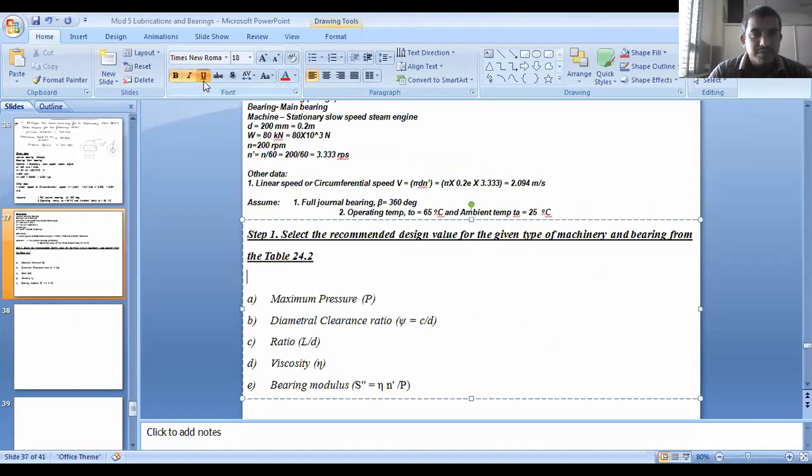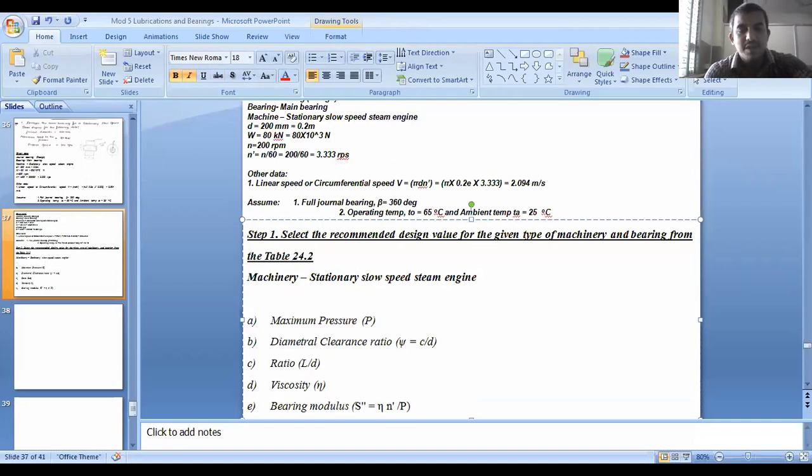Now tell me what type of machinery it is. It is a stationary, slow speed steam engine. Is it right? Next, what type of bearing is it? It is a main bearing. Clear?